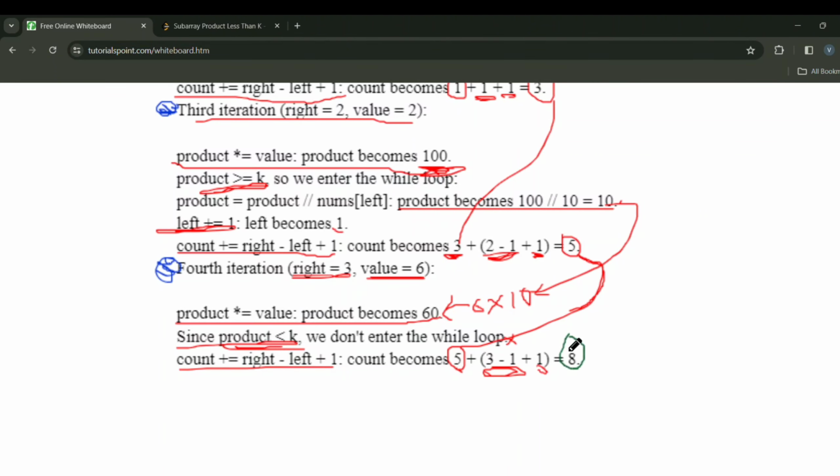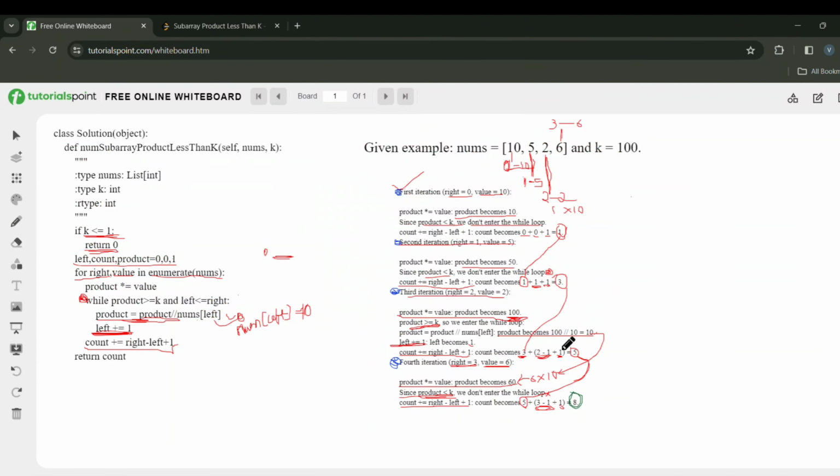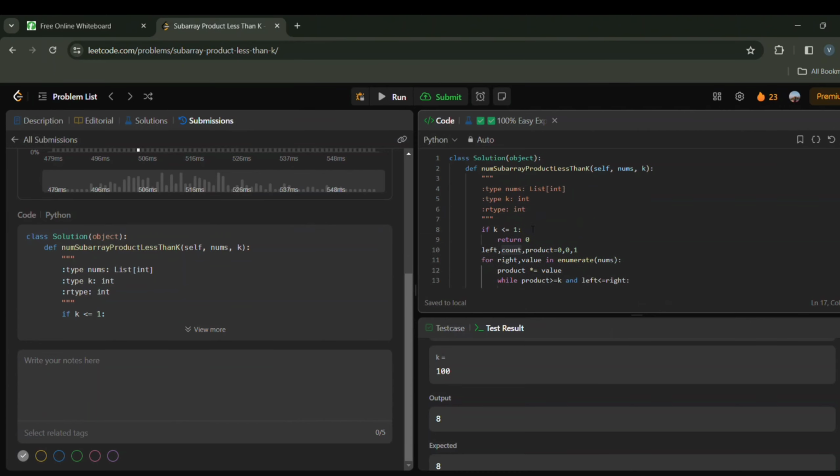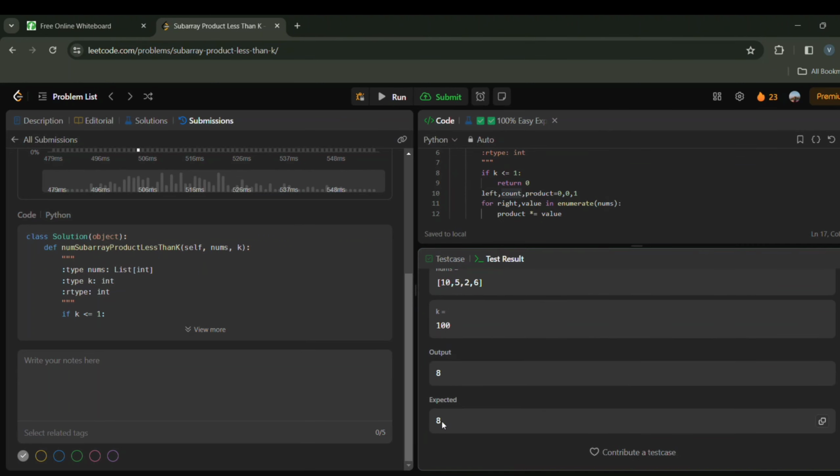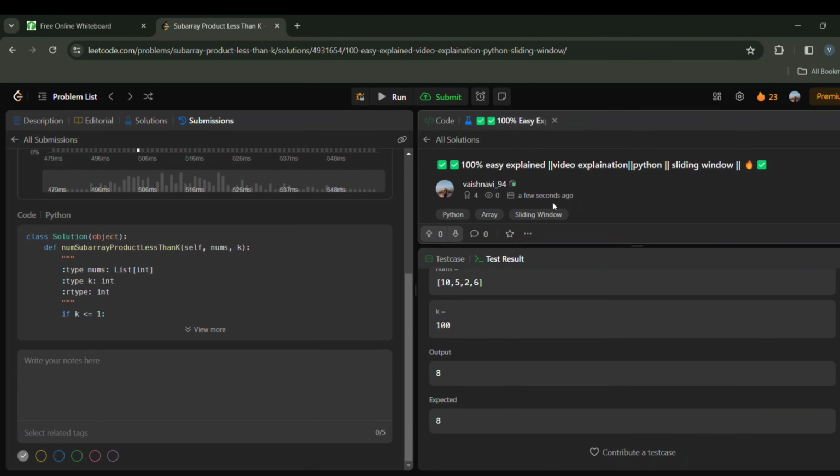So this is how the code works, and the count value we will return in the end. So let us run this code. It is accepted, and this is my solution.